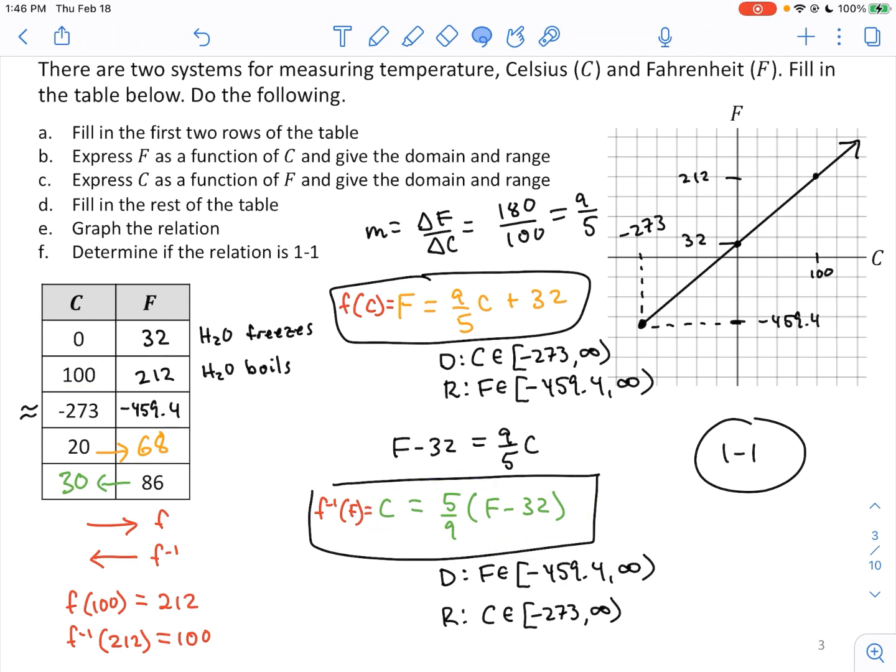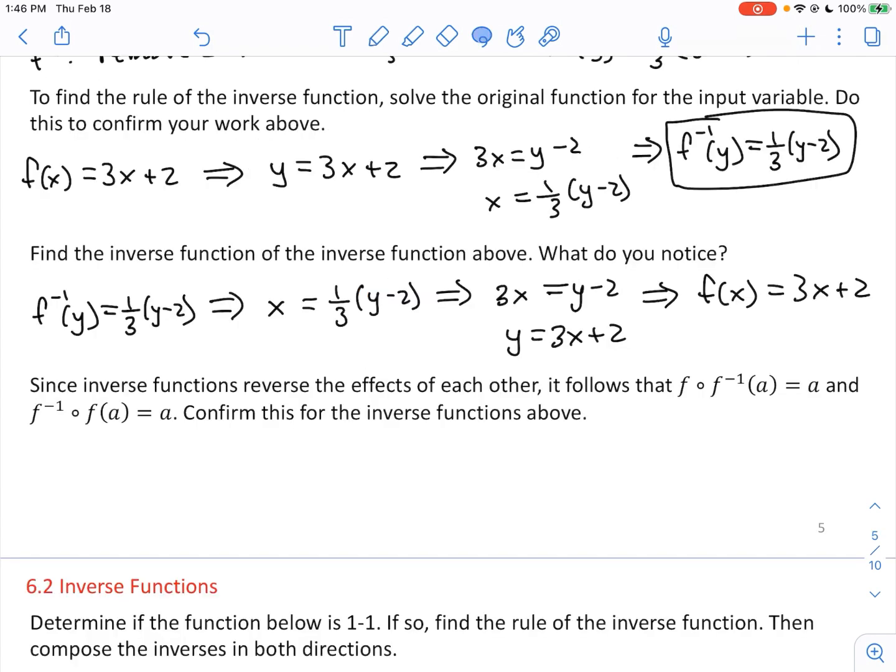So when you do the two-step process of a function with its inverse, you should get total reversal and get back what you started with. And it doesn't matter what order you do the composition. So f composed with f inverse, if you start with a, you end with a. If you do the reverse composition, you start with a, you end with a. Confirm this for the inverse functions above.